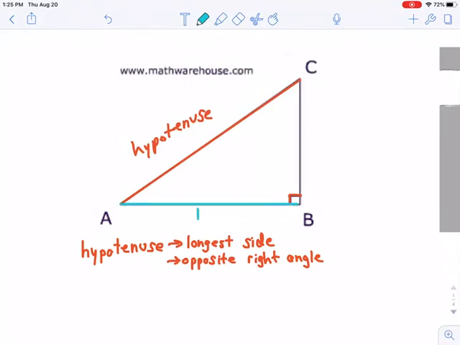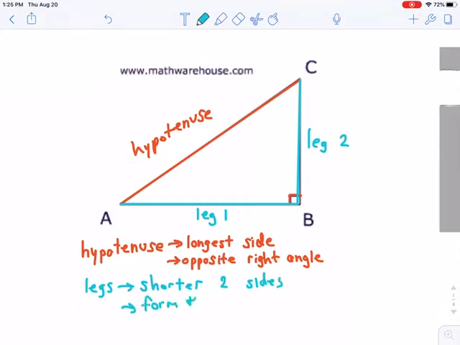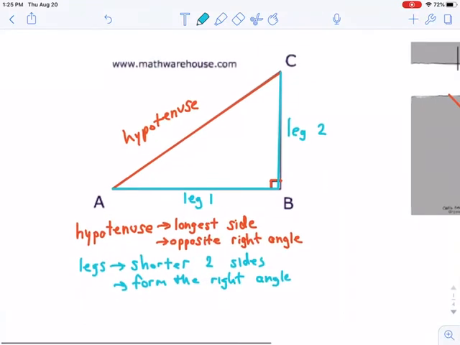Now this is gonna shock you too. A right triangle has 2 legs, so this is leg 1. We'll call this leg 2. Really, this order doesn't matter. Legs, by process of elimination, they're the shorter 2 sides, and they form the right angle. That's how you identify those.